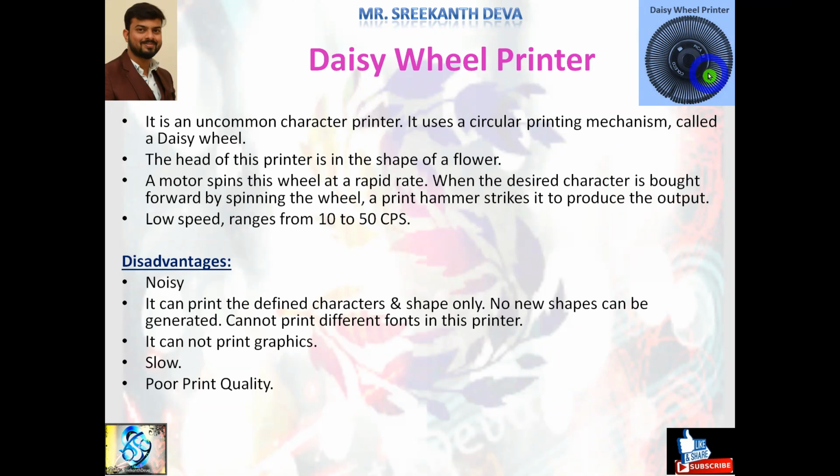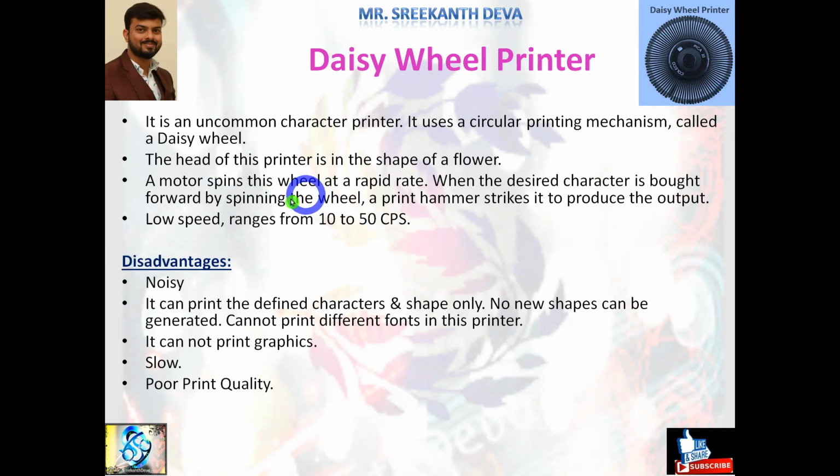A flower, a daisy flower. That is why it is called the daisy wheel printer. A motor spins this wheel at a rapid rate. When the desired character is brought forward by spinning the wheel, a print hammer strikes it to produce the output. These daisy wheel printers have low speed, ranging from 10 to 50 characters per second. The name came because it looks like a daisy flower.